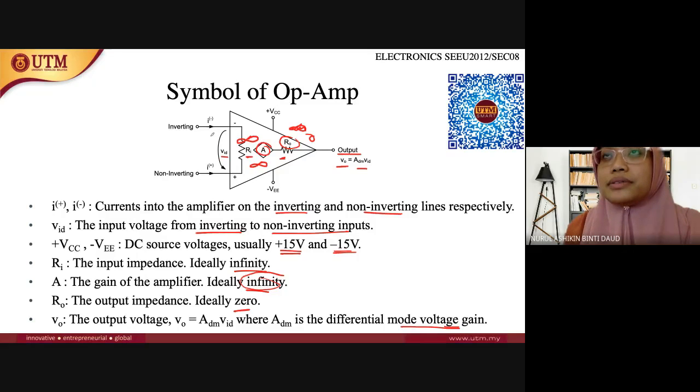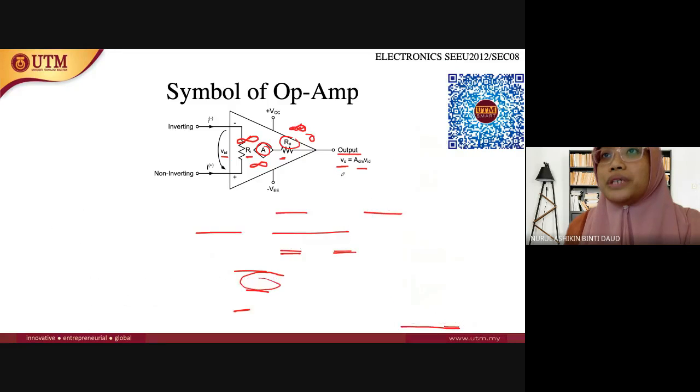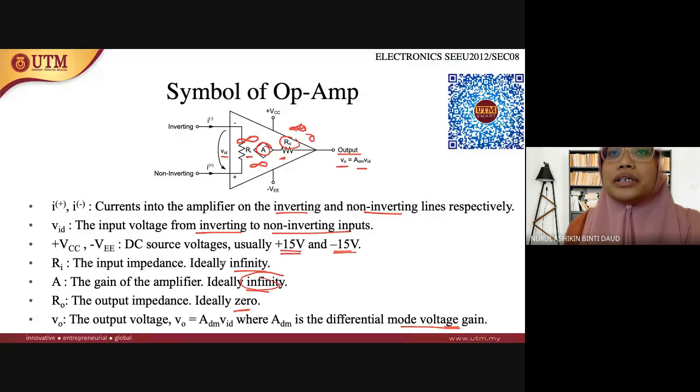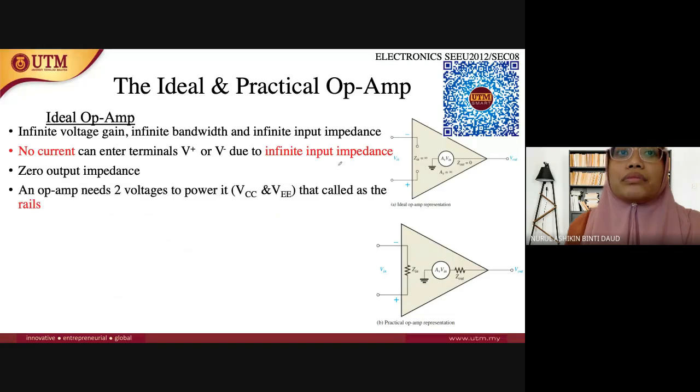So, the ideal and practical op amp. This is the ideal op amp. As mentioned before, usually for the ideal op amp, the value of input impedance and the gain of the amplifier is infinity. It means that it is too large.